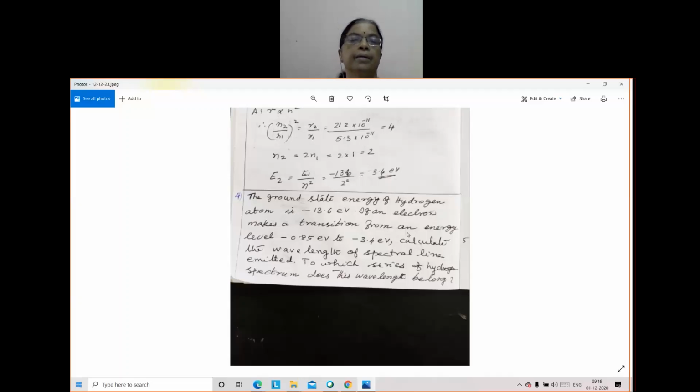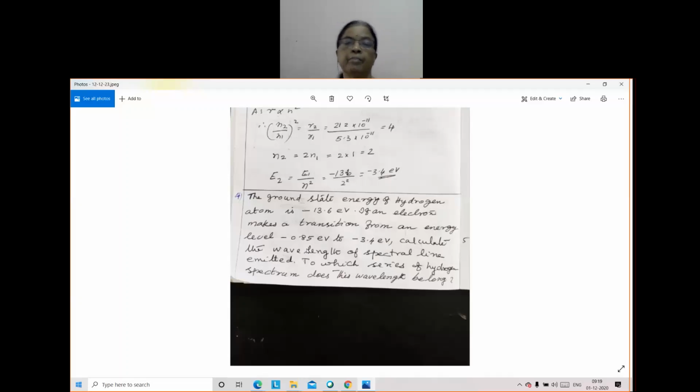The ground state energy of hydrogen atom is minus 13.6 eV. If an electron makes a transition from an energy level minus 8.5 eV to minus 3.4 eV, calculate the wavelength of the spectral line emitted. It's also an important question. To which series of hydrogen spectrum does the wavelength belong? So here the energy transition is taking place. Ground state energy is given, n equal to 1, energy E1 equal to minus 13.6 eV. And the electron makes the transition from a higher level, minus 8.5 eV to minus 3.4 eV.